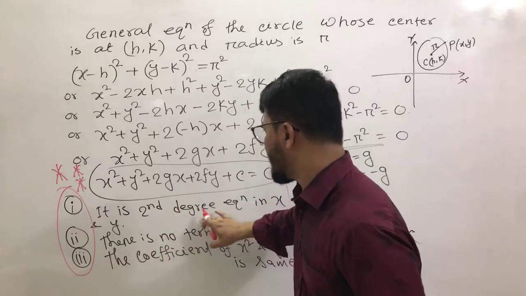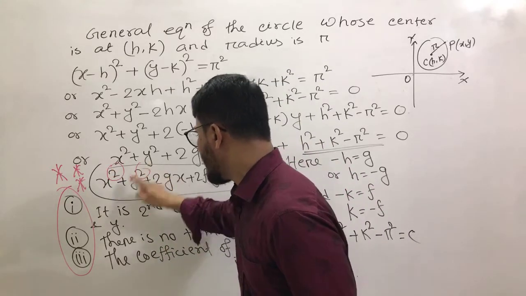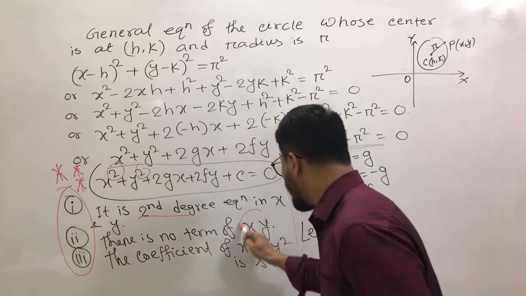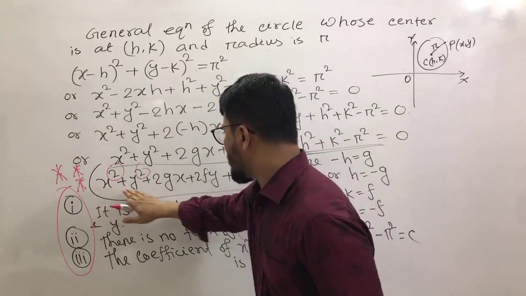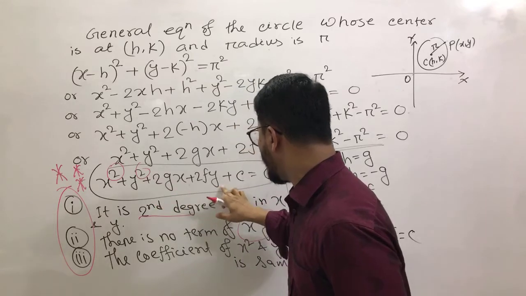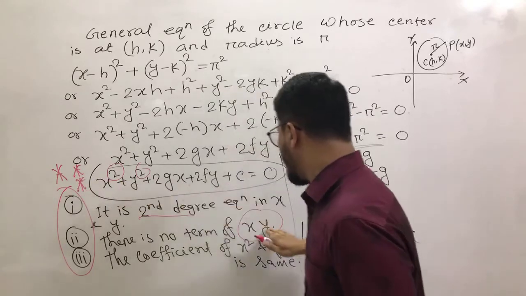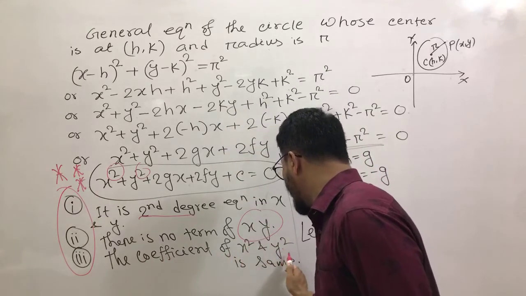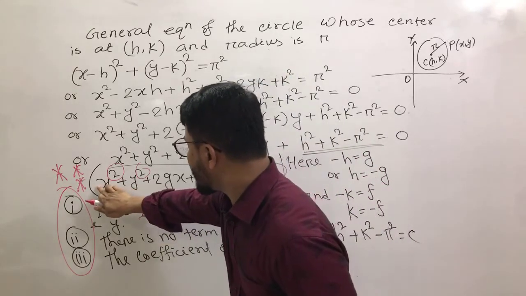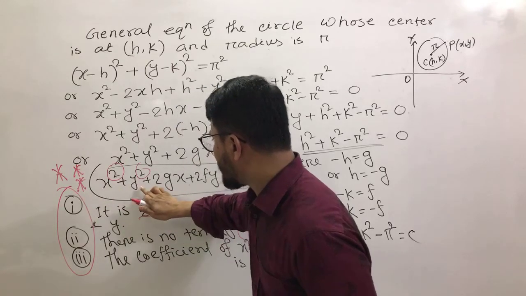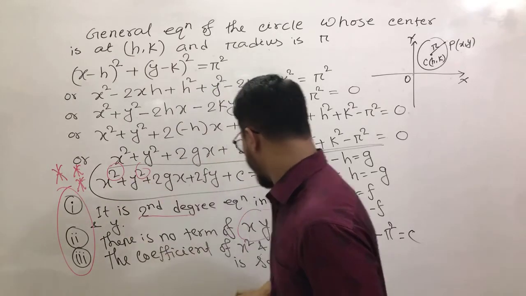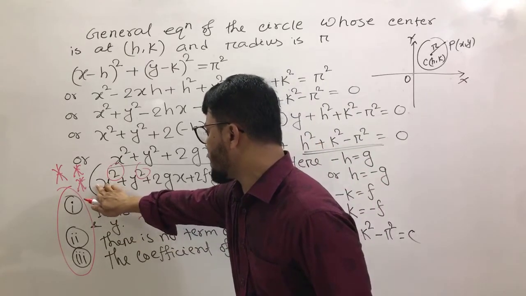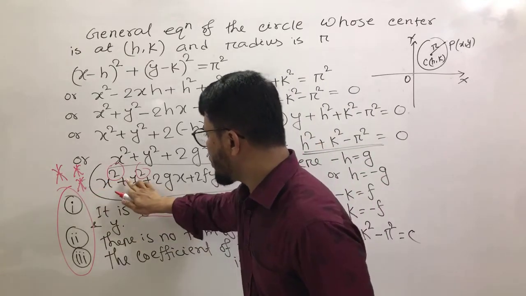It is second degree, that is, the highest power is 2. There is no term of xy. There is x square, y square, gx, fy, c, but there is no term of xy. The coefficient of x square and y square is the same. So here if the coefficient of x square is 1, the coefficient of y square will be 1.